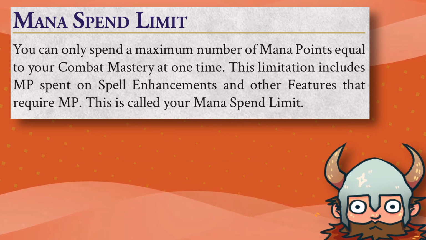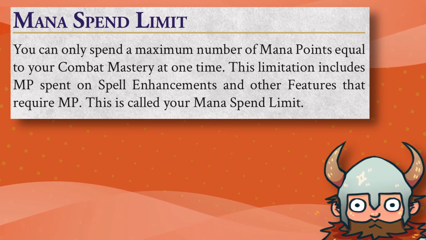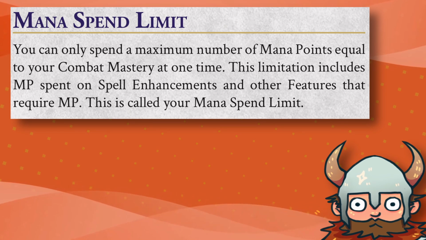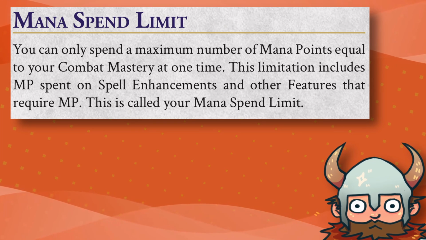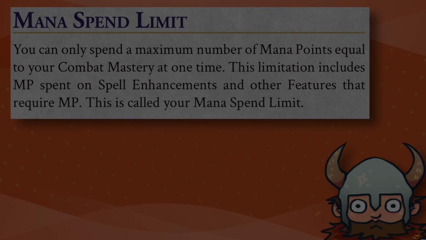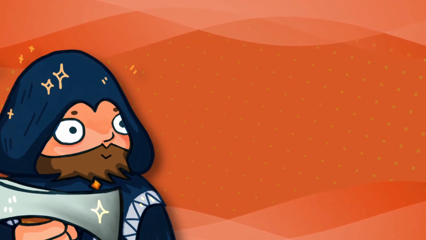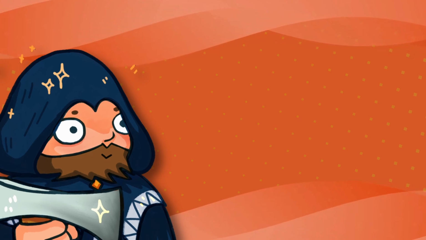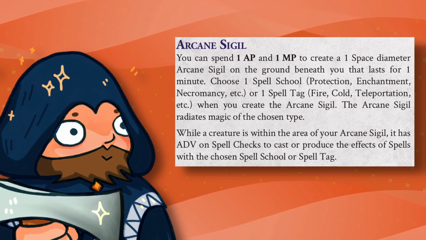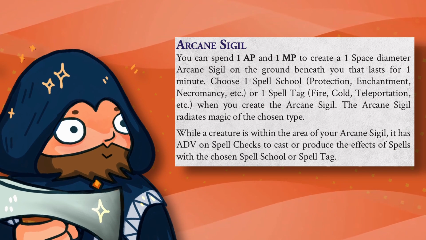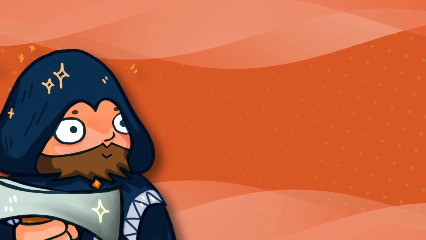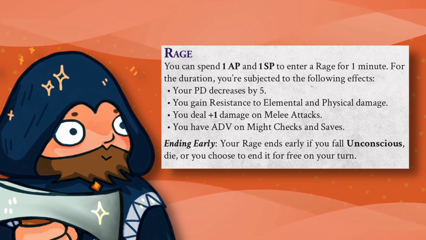You can cast multiple spells in a turn, but each spell can never spend more mana than your mana spend limit. So, for example, at level 6, a spellcaster could spend 3 mana points on any given spell. Some classes may have effects or abilities that require MP to spend, which aren't technically spells themselves. So, for example, a wizard could spend an action point and a mana point to place a sigil down that enhances their spells.